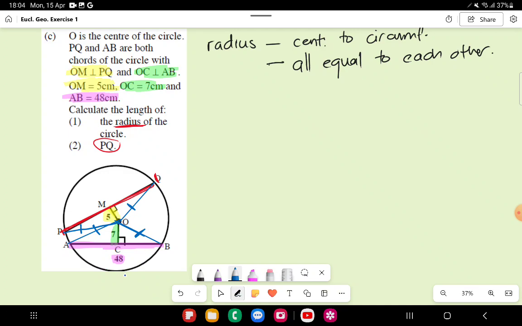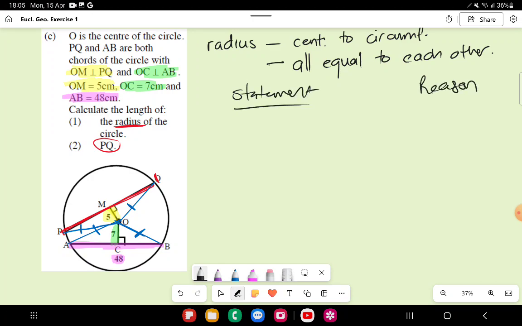So let's use triangle AOB, but no, we can't use AOB because that's not a right angle triangle. So let's use COB, or COA, whatever. The question now is, I know that OC is 7, but what is AC or BC? And that's going to be our first statement.